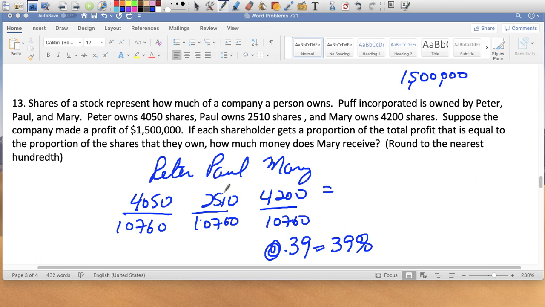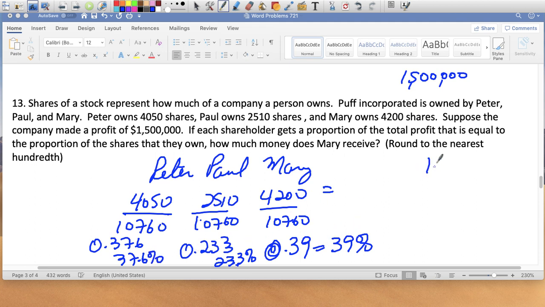Paul, and just to show you, even though they didn't ask, if I divide those two numbers, he is rounded 0.233. So it means he's a 23.3% owner of the company. He's not a big chunk. And then the last guy, 4050 divided by 10760. He is a rounded 0.376 or 37.6% owner. So the biggest owner of this company is Mary at 39%.